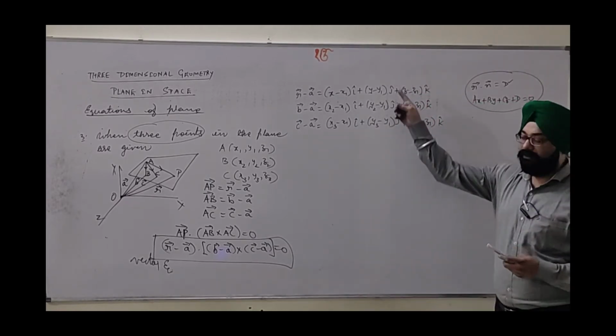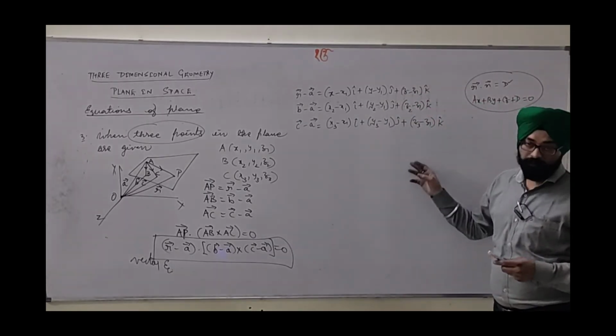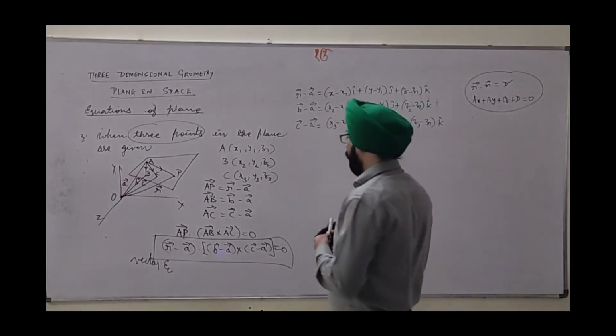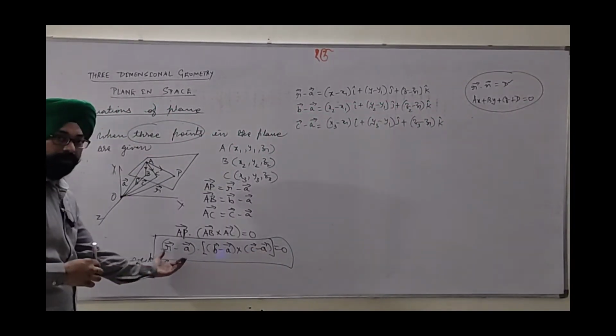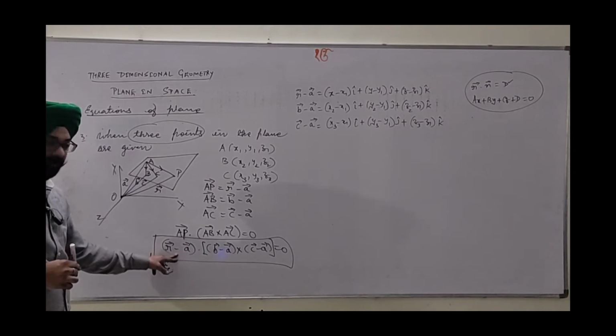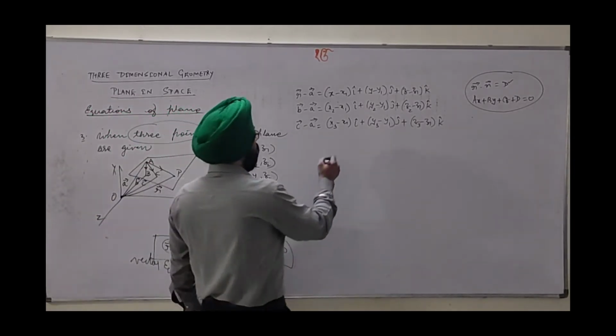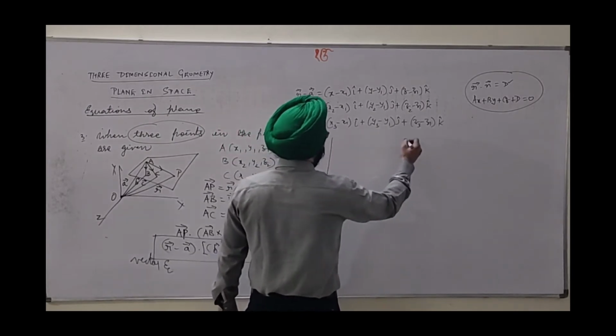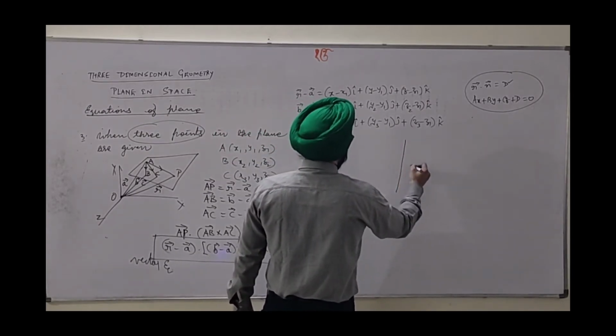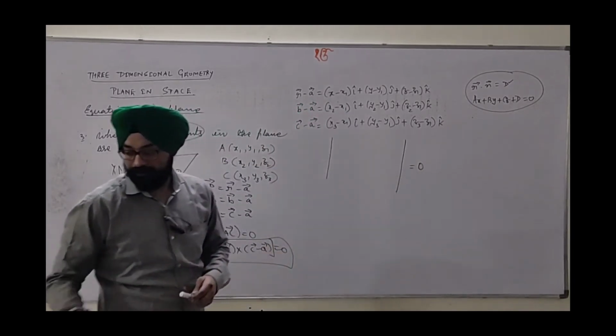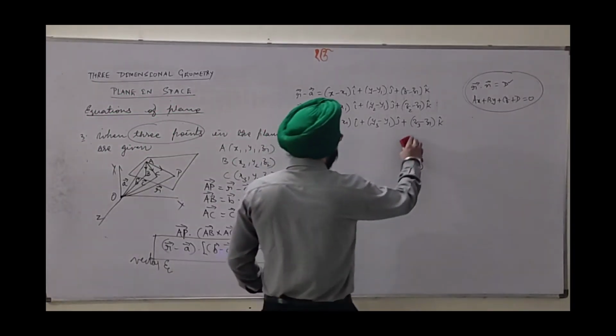Now we have 3 vectors, all 3 are coplanar. So in the form of Cartesian equation, what we can say? The same thing. First vector is R minus A, second vector is B minus A, third vector is C minus A. So surely we are going to get a determinant form equal to 0.